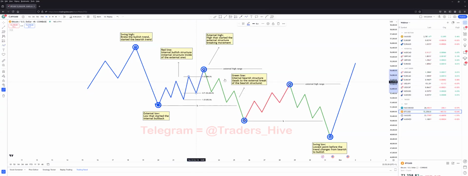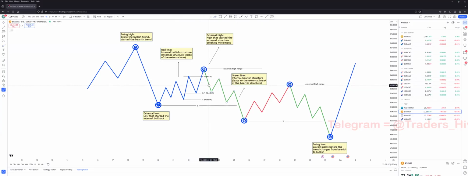And this is still internal. This is still inside of the previous swing highs and external lows range. That's why we call it internal. And once it plays out, once the internal bullish pullback plays out, we will switch into a bearish internal structure until it breaks the previous external low point.